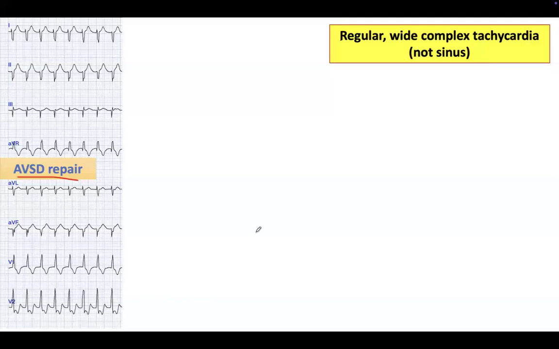A little bit wide, but I don't know the QRS duration. Yeah, you're talking about a 3 month old baby. Okay, that's definitely wide for a baby. Okay, 4 month old.